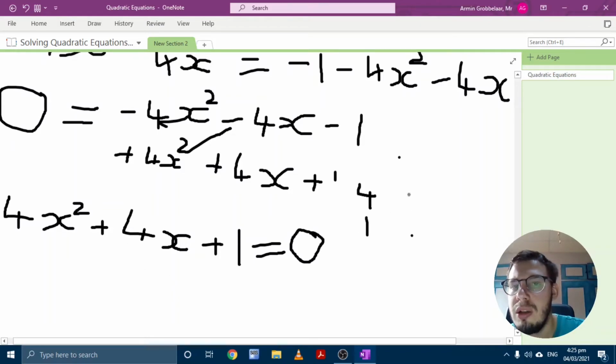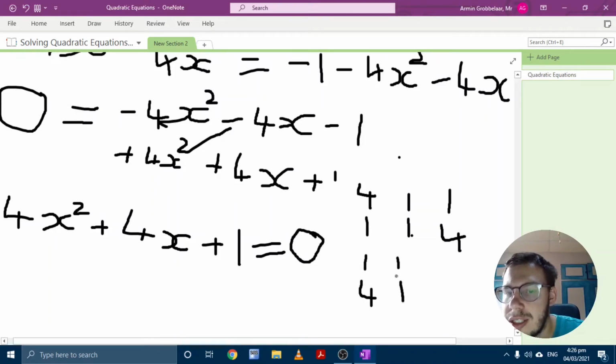1 times 1 is equal to 1, but I need 4. So what I have here is 4 times 1, which is 4, and 1 times 1, which is 1, but 1 plus 4 is 5. It's not equal to 4. And if I change this, if I say it's 1 and 4, and 1 and 1, it's still going to be 4 times 1, which is 4, and 1 times 1, which is 1, and it's still going to equal 5.